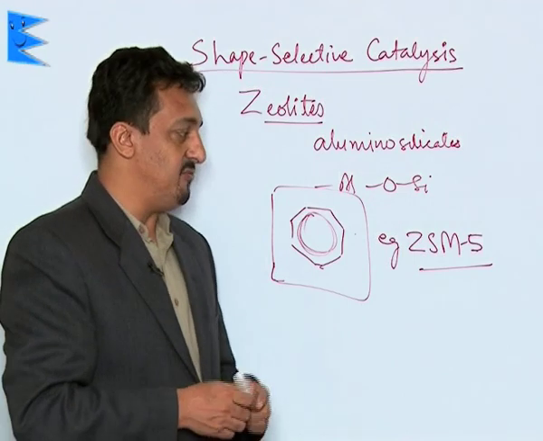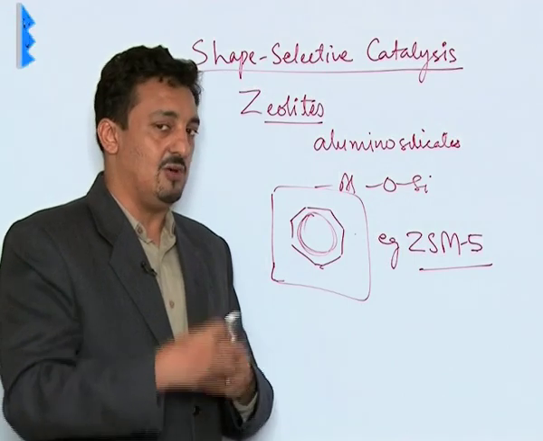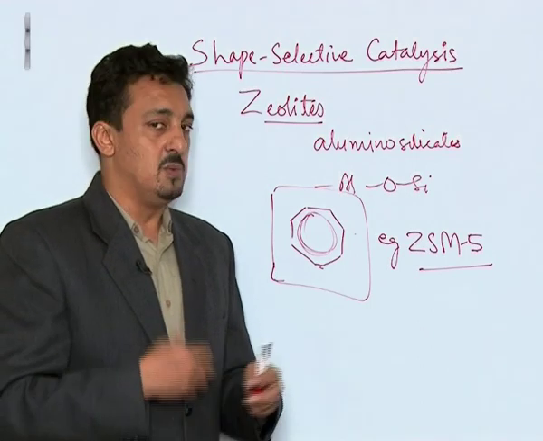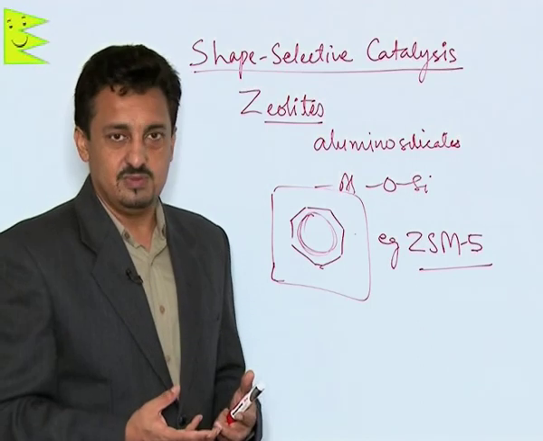We call it zeolite of specific molecular porosity 5. Now this ZSM5 is mainly used to convert alcohols to gasoline, petrol, by the dehydration process, which converts them into different types of hydrocarbons.